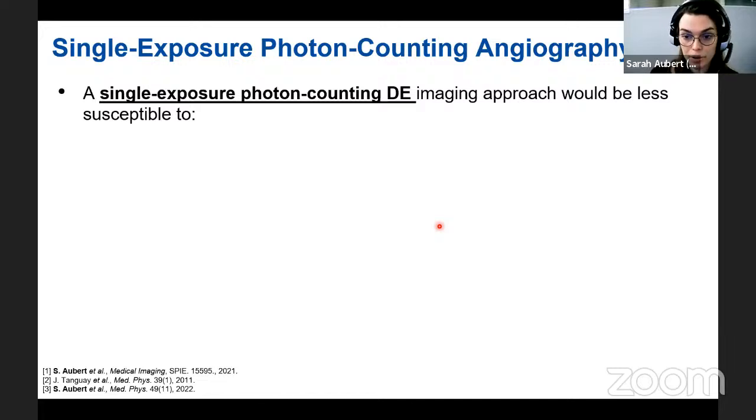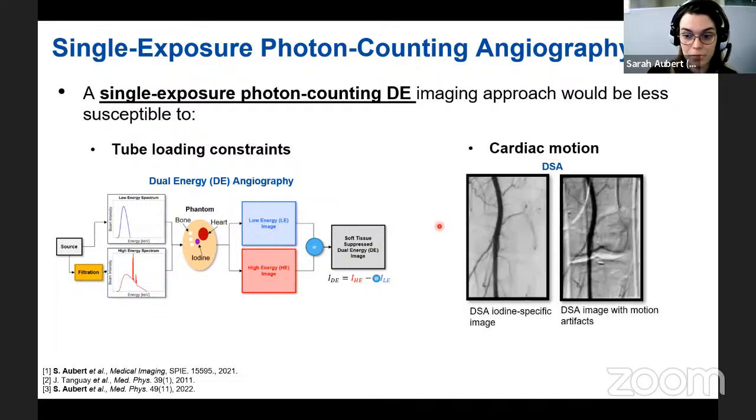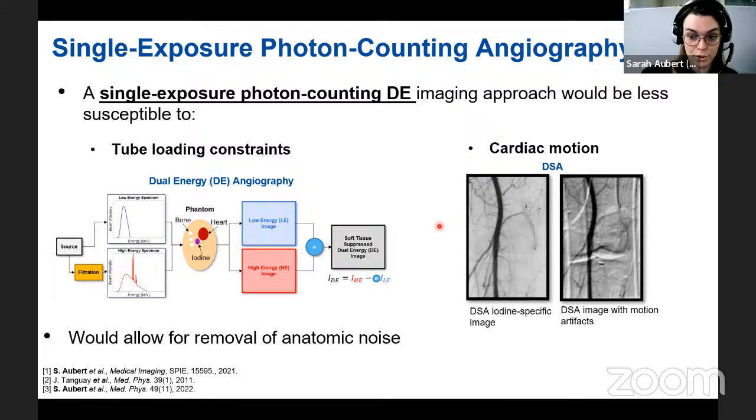In this work, we're proposing the use of a single exposure dual energy imaging technique implemented with a photon counting X-ray detector, as the use of a single exposure photon counting approach would not require heavy filtration of the X-ray spectra that limits the use of dual energy angiography with fast kV switching, and it would overcome motion limitations that preclude the use of DSA since we're using a single exposure. However, it would still allow us to remove anatomic noise, like bone and soft tissue, which would potentially allow us to improve the visualization of cardiovascular disease.